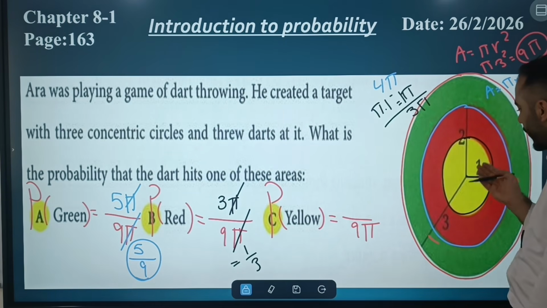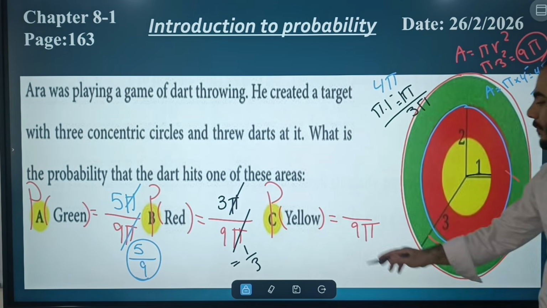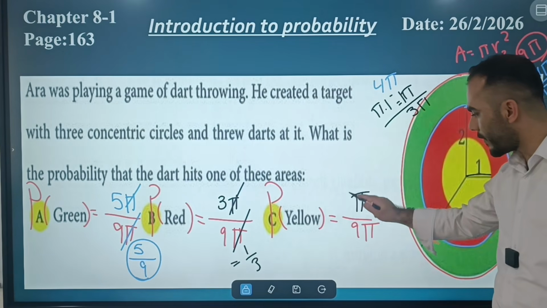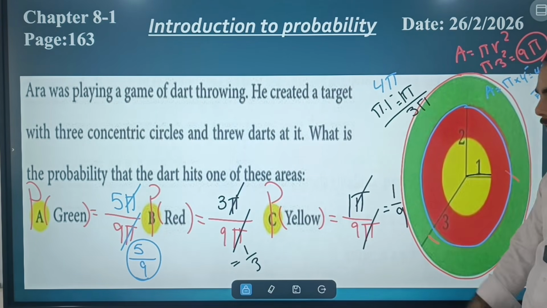And finally, the probability of the dart hitting the yellow area is simply the area of the yellow circle. Its radius is 1. We already calculated: 1 times 1 squared is 1. 1 times pi, 1 pi. So pi over 9 pi. Basically, this pi would go with this one. And what will remain? 1 over 9.